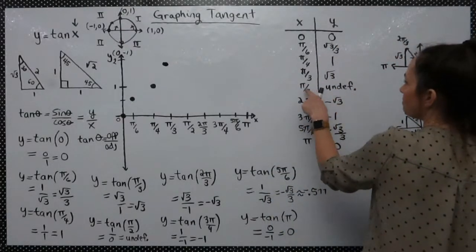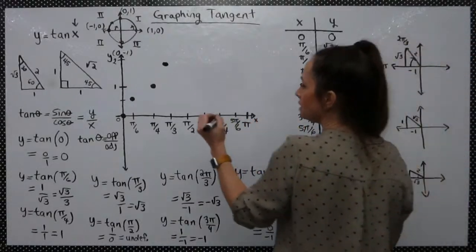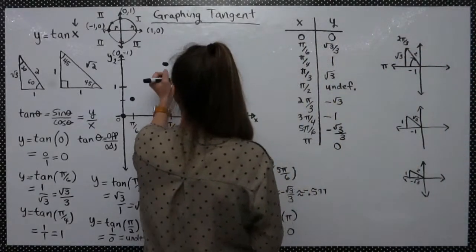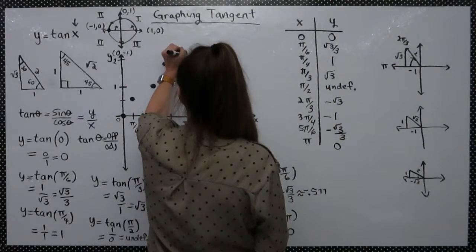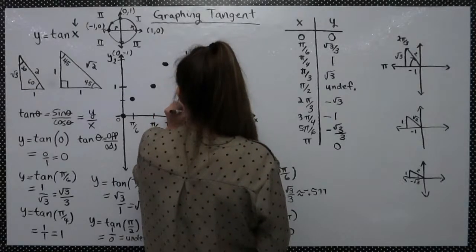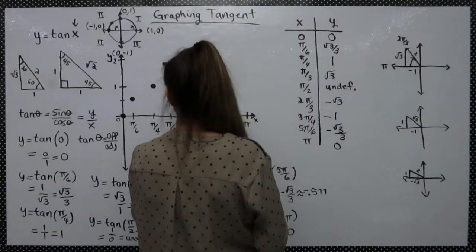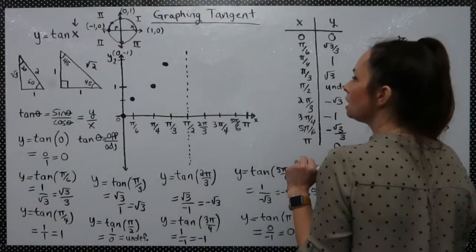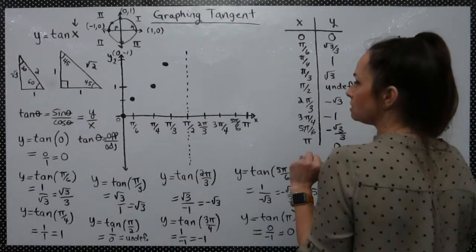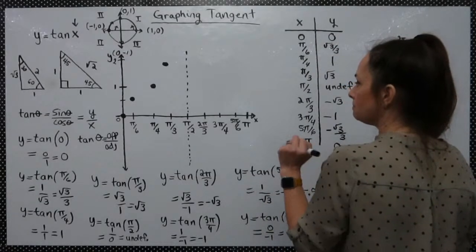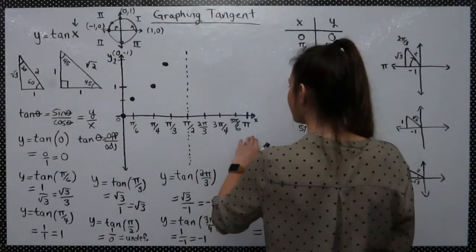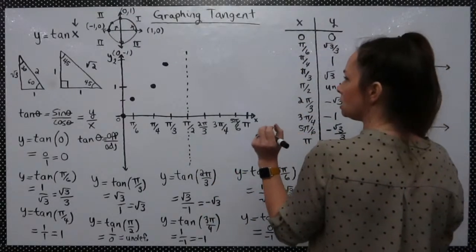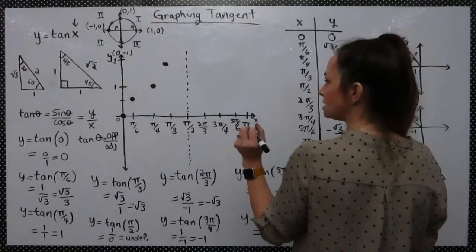And then we have pi over 2 is undefined. So that's going to be my first partition, my vertical asymptote. Remember, it's not an actual line, so it's not going to show up in your graph. So we're just going to do it dotted. And then, let's see. Oh, I should have made it bigger. Oh, well. So what's happening with the tangent function?